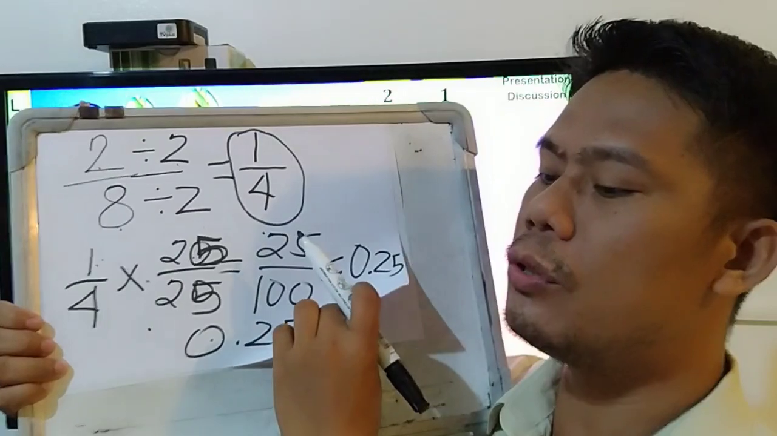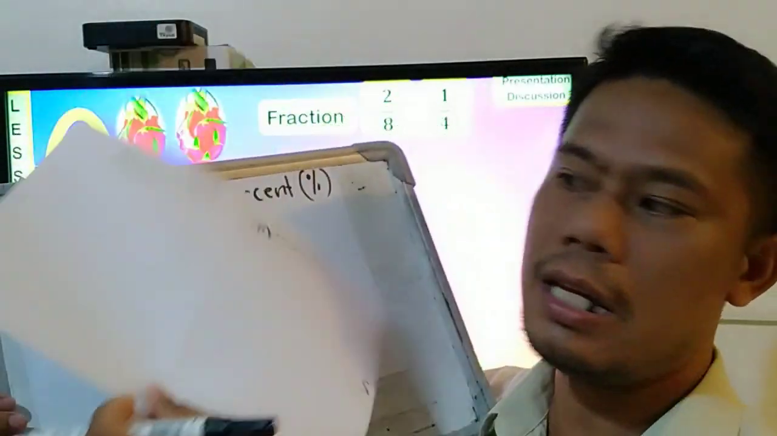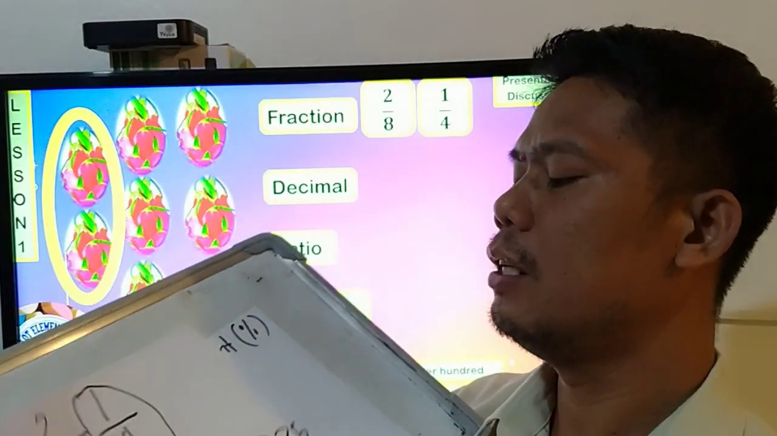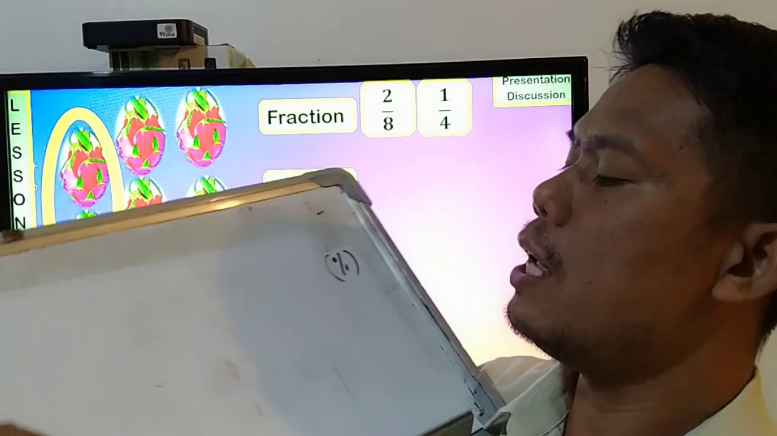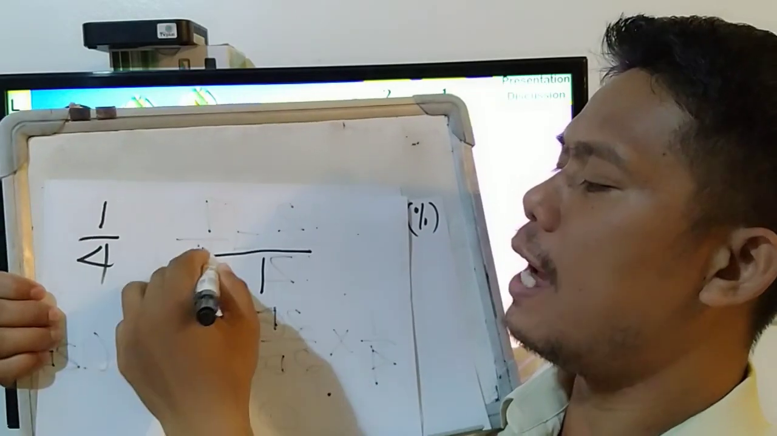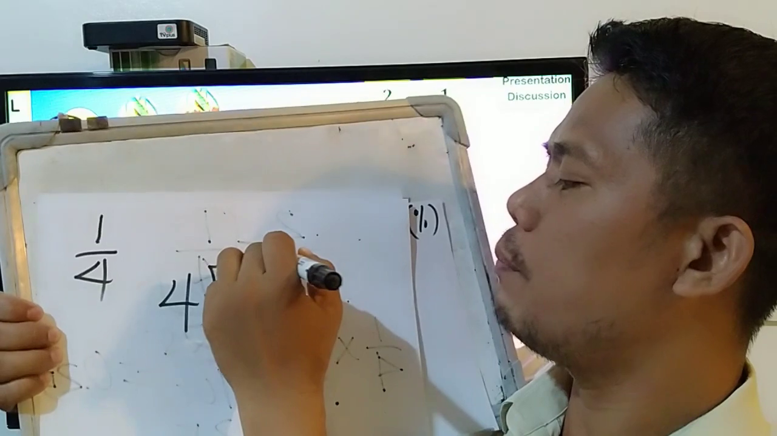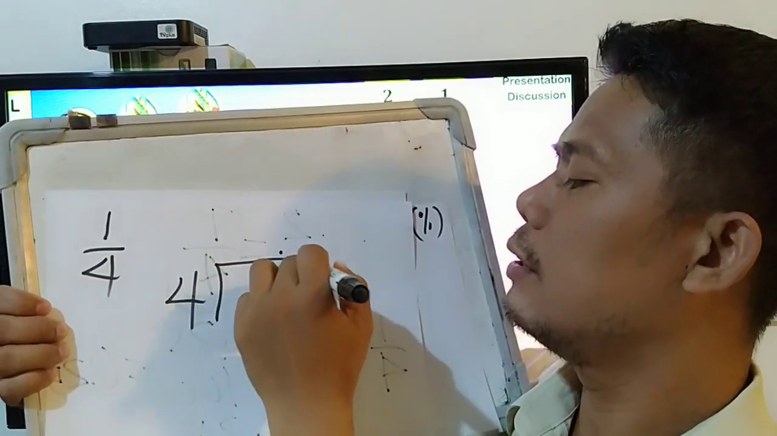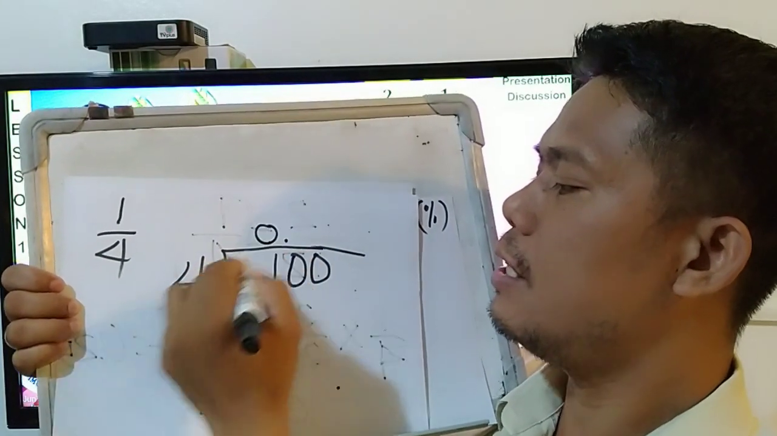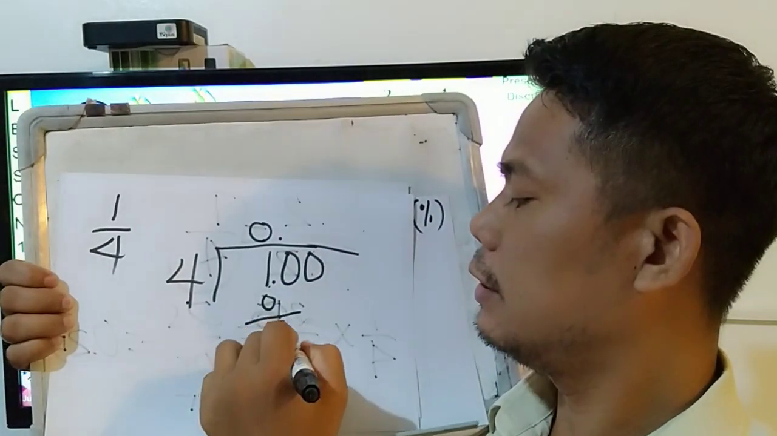Again, we can also use another way, by dividing the numerator by its denominator. How? Okay, so look at this. So we have 1/4, am I right? Okay, so 1 divided by 4. So add decimal points, then add 2 zeros. Okay, 1 divided by 4 is 0. 0 times 4 equals 0. Then we have 1. Bring down 0.